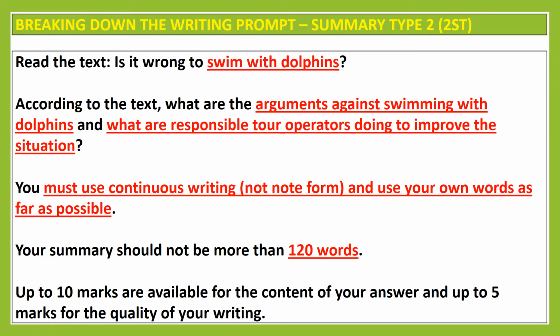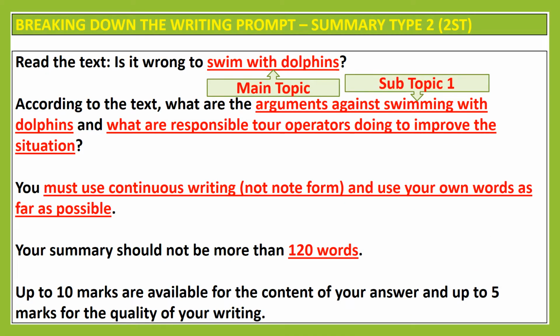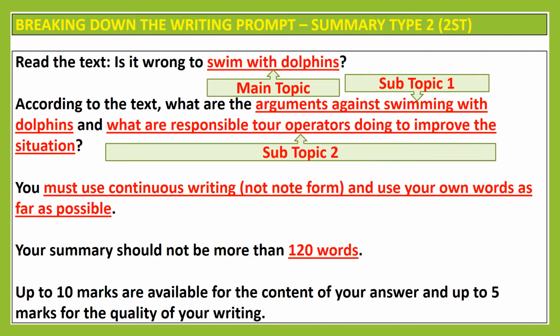Breaking down the writing prompt for a type 2 summary is essential for effective summarization. Follow these steps. Identify the main topic of the summary. In this case, the main topic is the impact of swimming with dolphins. Determine the subtopics within the task. Subtopic 1: the arguments against swimming with the dolphins. Subtopic 2: the efforts by responsible tour operators to improve the situation. Recognize the summary type. This is classified as summary type 2, ST2, because it includes 2 subtopics.